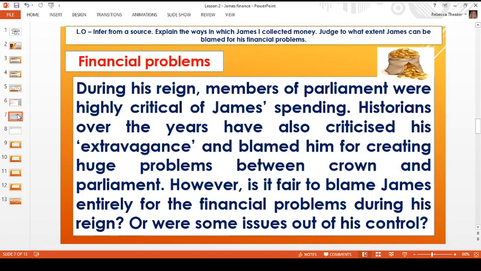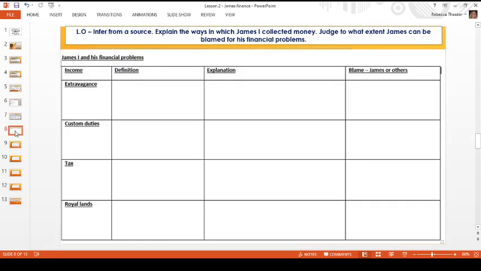So, during his reign, members of Parliament were highly critical of James's spending. Historians over the years have also criticised his extravagance and blamed him for creating huge problems between the Crown and Parliament over money. However, is it fair to blame James entirely for the financial problems during his reign, or were some of the issues out of his control? And that is what we are going to be thinking about today.